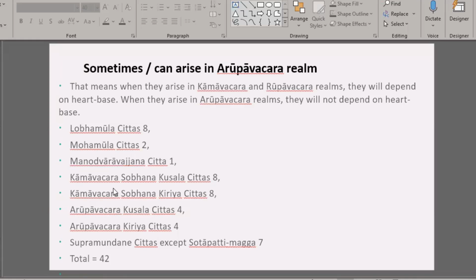Okay, what are they? Lobha-mula chittas. It's very clear that when Lobha-mula chittas arise in the Kama realm, so when we have greed, those chittas depend on the heart base. Also, as I mentioned, sometimes Lobha-mula chittas arise in the Rupavachara realm, in Rupavachara Brahmas. Not sensual desire, but maybe subtle attachment towards the jhana chittas.